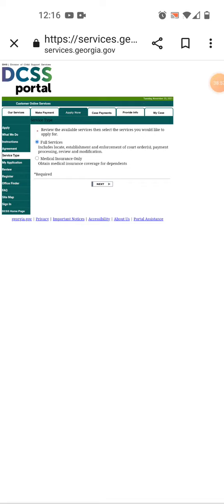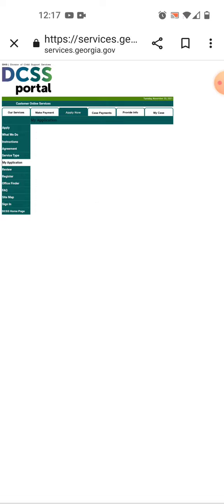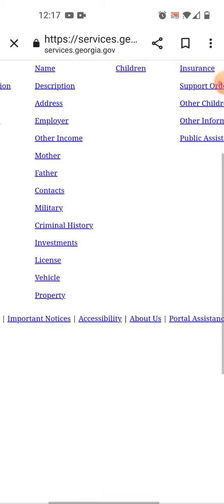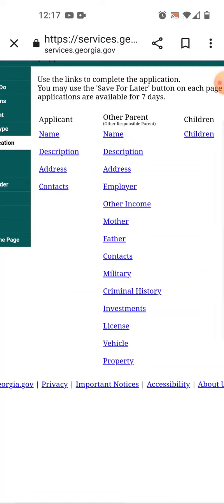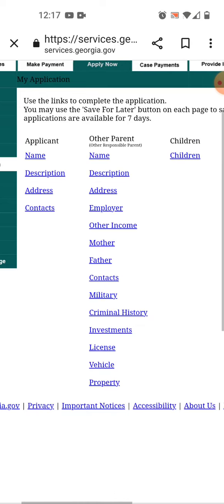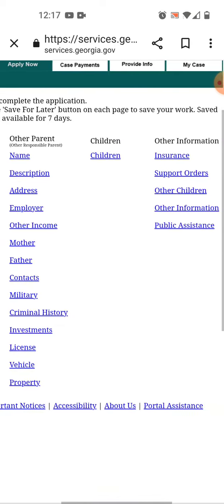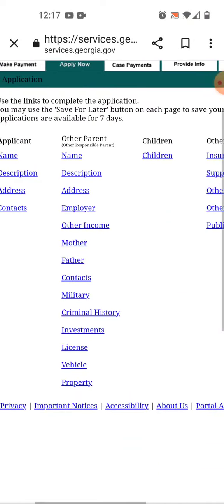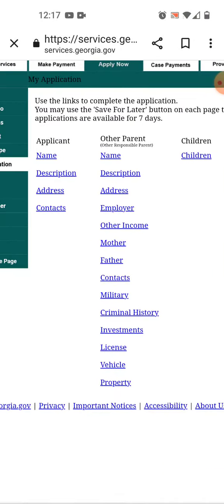I went to the next page, hit full services, hit next. Description. Other parent. I'm going to go with this part first. So I guess you got to highlight this. So use the links to complete the application. You may use the save for later button on each page to save your work. Saved applications are available for 7 days.